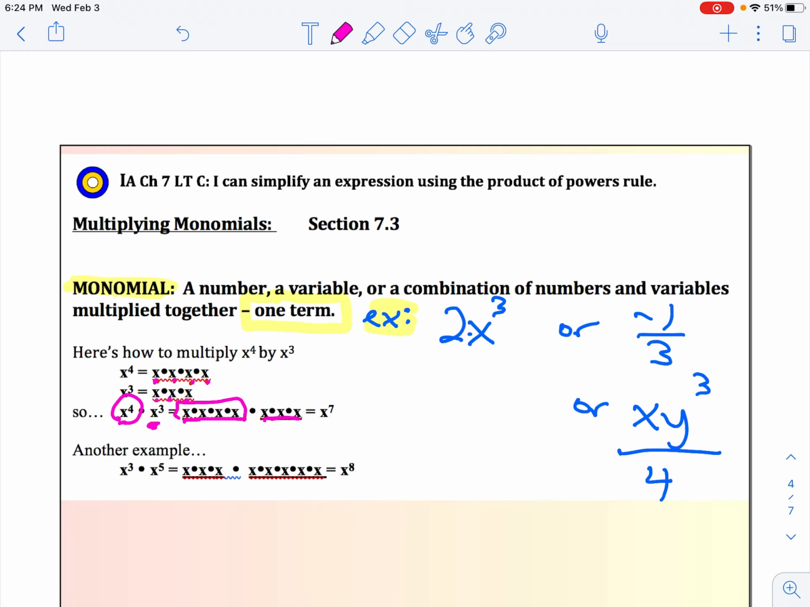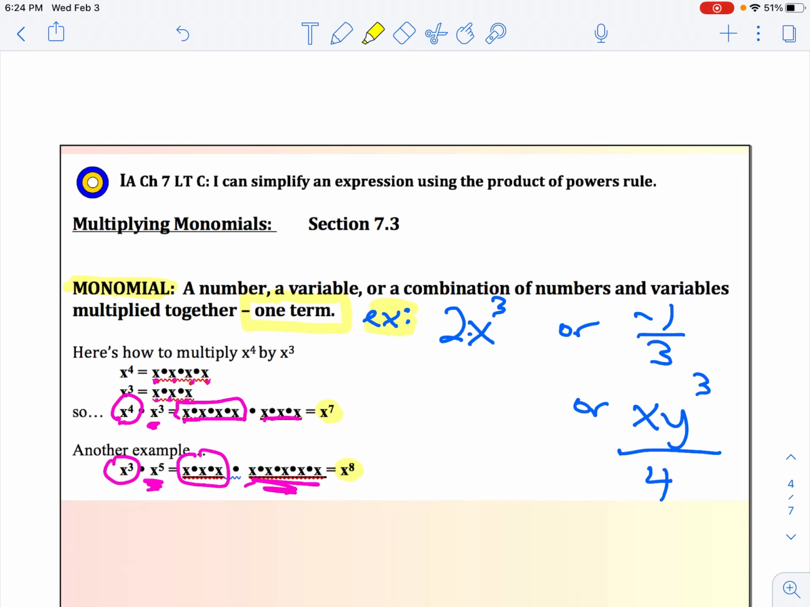So how many x's do we have multiplied all together? We have x to the 7th. So look at the next example: x to the third times x to the 5th. Again, x to the third is 3 x's multiplied together. x to the 5th is 5 x's multiplied together. And when you multiply all of them together, you get x to the 8th power.